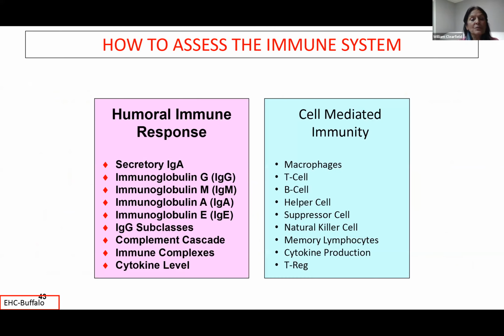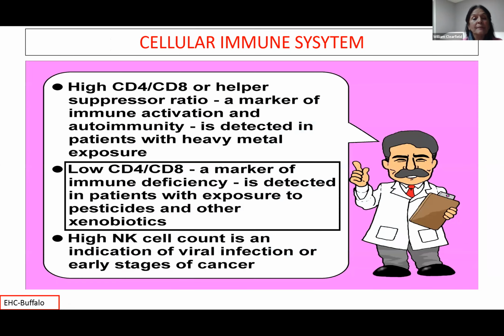There are two parts to the immune system. One is the humoral immune system, one is cell-mediated immunity. For humoral immunity, there are secretory IgA, immunoglobulins A, G, M, and IgE, IgG subclasses, complement cascade, immune complexes, and cytokine levels that can be measured, and they give a great reference number in the investigation of chronic fatigue. Cell-mediated immunity should also be looked at: T cells, B cells, helper cells, suppressor cells, natural killer cells, also their phenotype and cytokine profile.